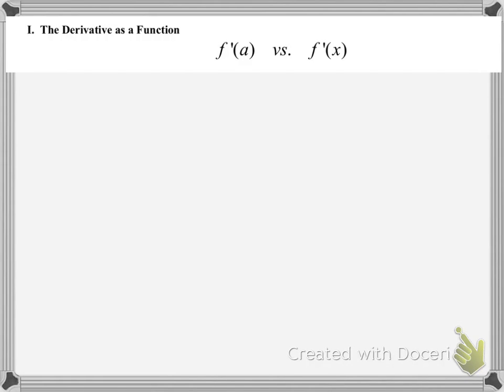So I want to talk briefly about the derivative as a function. Basically, what's the difference between f prime of a and f prime of x? It can be kind of confusing because the textbook sometimes uses a and sometimes uses x, and it's important to know the difference. So f prime of a represents the slope of the tangent to the curve at a specific point.